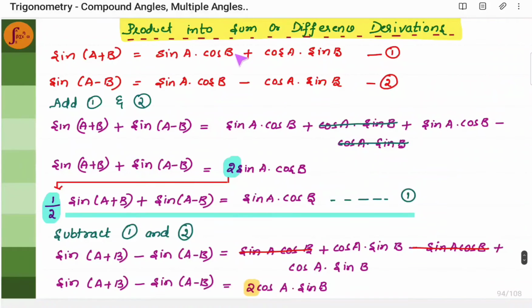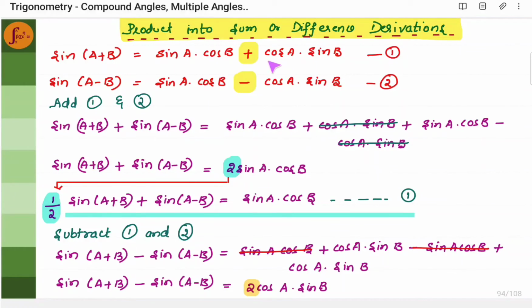So let's go through the first group, where we have to express the product of trigonometric angles using sum and difference. What we are doing is we'll take the compound angle formula. What is the compound angle formula for sin(a+b) and sin(a-b)? sin(a+b) is sin a cos b plus cos a sin b. And sin(a-b) is the same thing but with a negative sign.